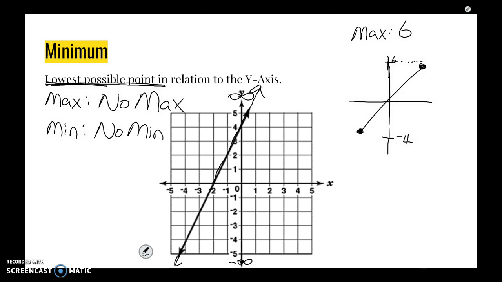Over here in our other example, we can see that the minimum actually reaches a stopping point, and that stopping point is located at -4. So in this one, we could actually say that this has a definite minimum, and that minimum is located at -4. So with maximum and minimum, we're just looking for the highest point possible and the lowest point possible. If you have any questions about this, pause the video, and we'll talk about maximum and minimum.